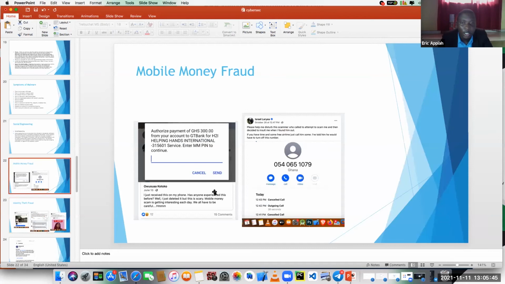So you could see here on the left side a prompt someone received. This is a social media post from Facebook. The person said, I just received this on my phone. Has anyone experienced this before? Well, I just deleted it because it's scary. Because you receive this prompt and you wouldn't know, you just enter your mobile money PIN and you have sent that amount, 300 cedis, to the scammer.